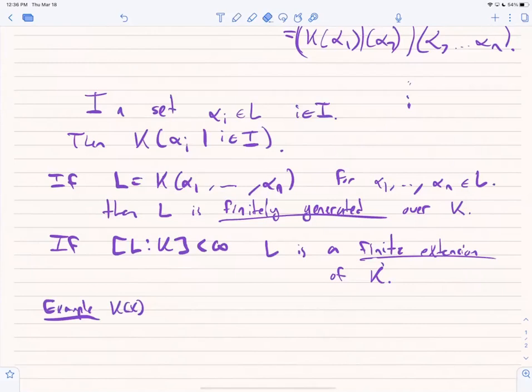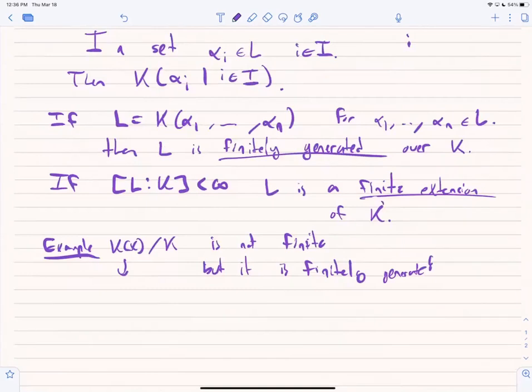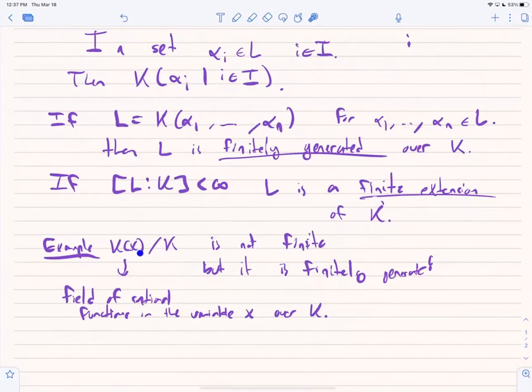If I take the field of rational functions in a single variable over K, this is not finite, but it is finitely generated. Here we again run into this notational limbo, where this means the field of rational functions in the variable x over K, just the quotient field of the polynomial ring over K. It's bad notation because x is also an element of this field, and we have a subfield K(x), the smallest subfield containing x. But luckily, this field is generated by the element x, so it's okay.